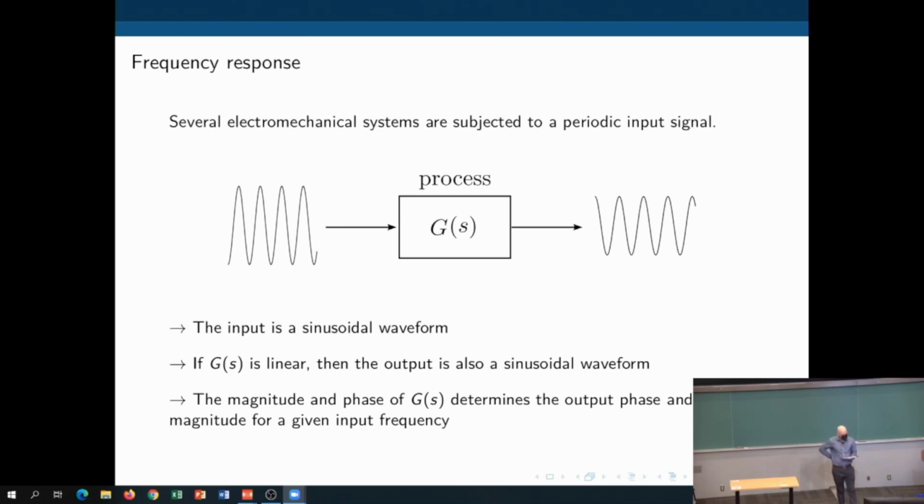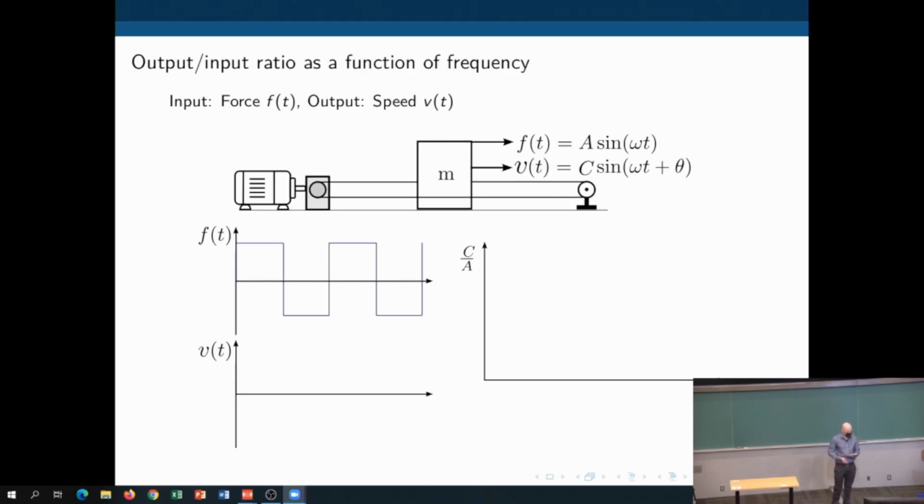So the principle is that the magnitude and the phase of that function G(s), we're going to see what that means later, is what will determine how the process reacts to that input. The ratio between the input and the output here depends on the magnitude of G(s) and the phase of G(s). So if you are able to calculate that, we know the output of the system when we know the input frequency. That's sufficient. But let's go through a practical example first.